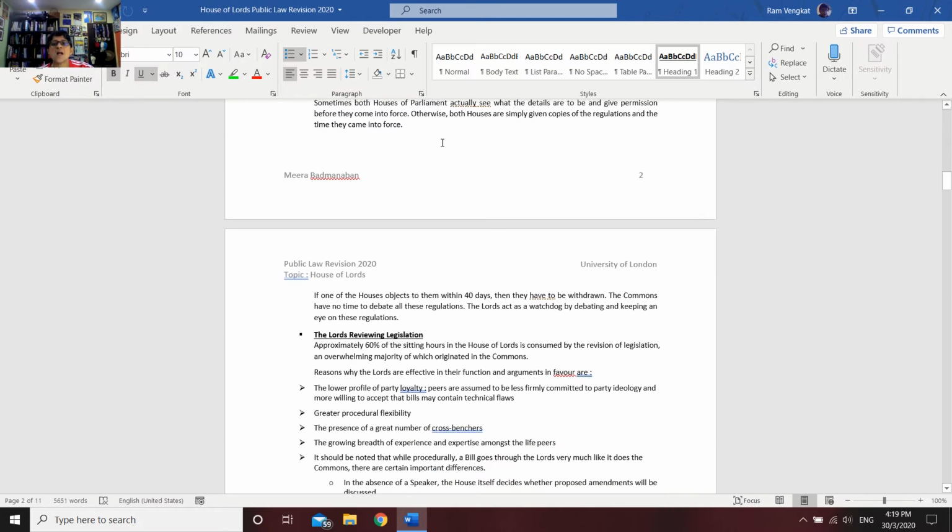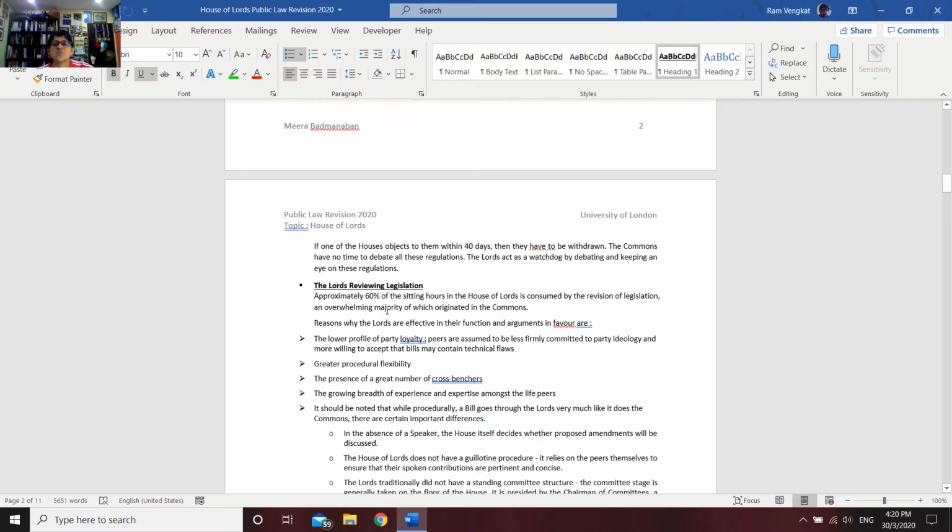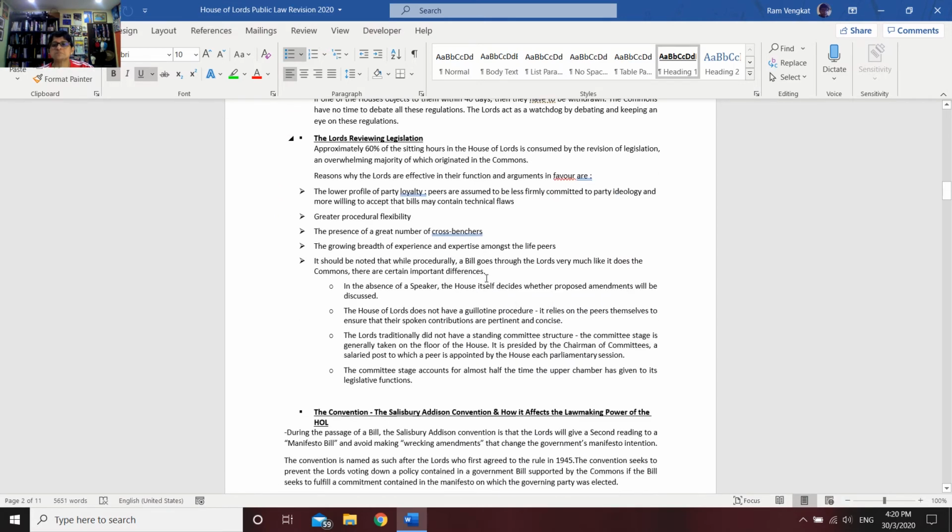So that is why both the houses are given the chance to, and if you look at the top of page 3, if one of the houses objects to them within 40 days, then they have to be withdrawn. The Commons have no time to debate all these regulations. The House of Lords acts as a watchdog by debating and keeping an eye on these. So you have the positive resolution procedure and also the negative resolution procedure, which the House of Lords can use.